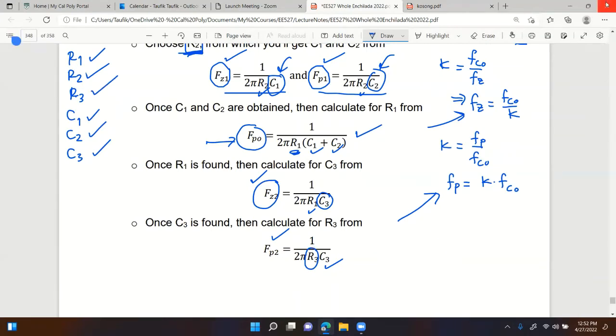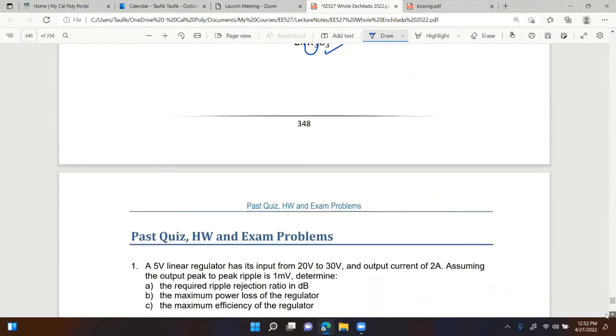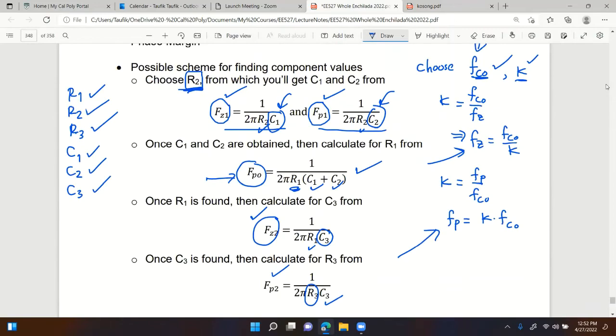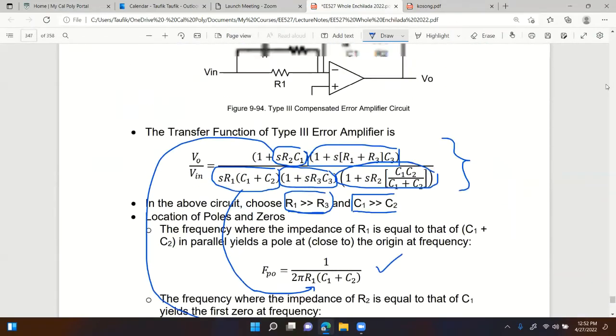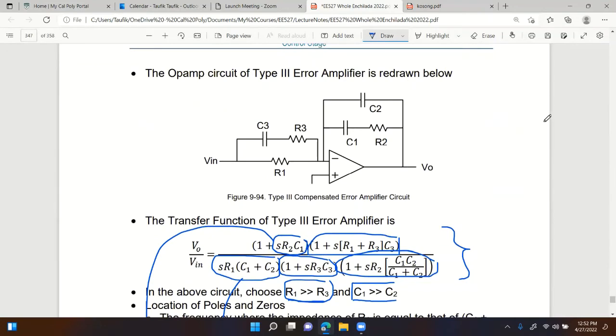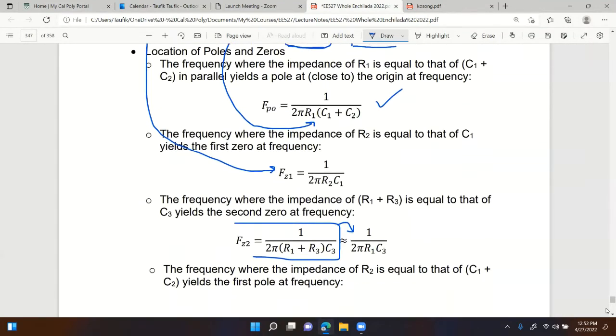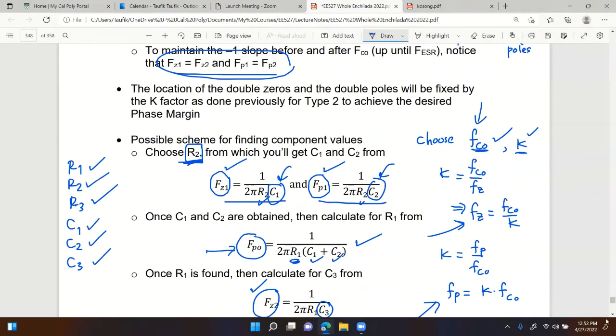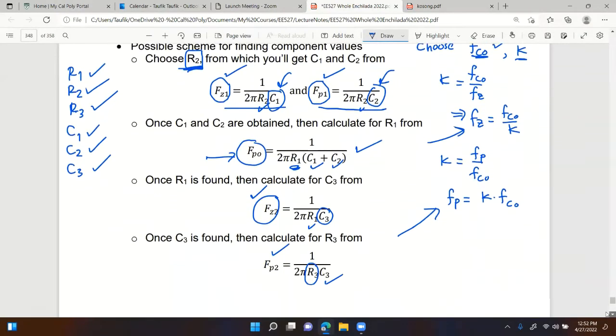Okay. Then once you get all these values, what do you do? You simulate this compensator and see how much phase angle you get. If it's not enough, then increase K, and so on and so forth.